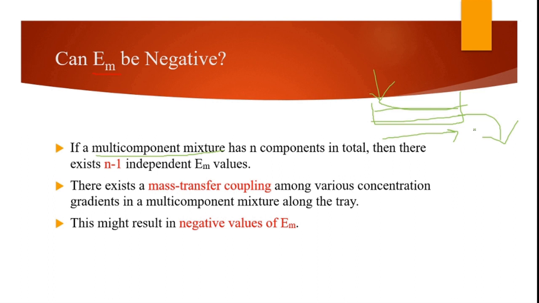Due to that, there will be an interdependence between these concentration gradients. This is called mass transfer coupling among various concentration gradients. Due to this effect, we might get one or two of those EM values to be negative. I will not elaborate on this anymore because it is not very important, but it is important just to remember that it can be possible.